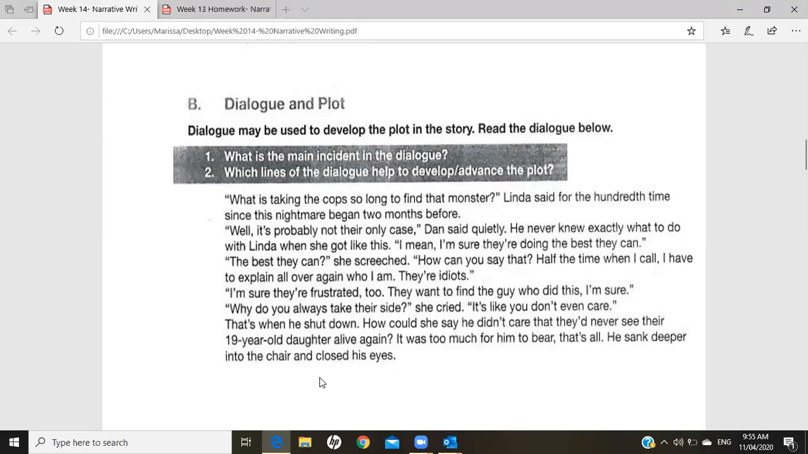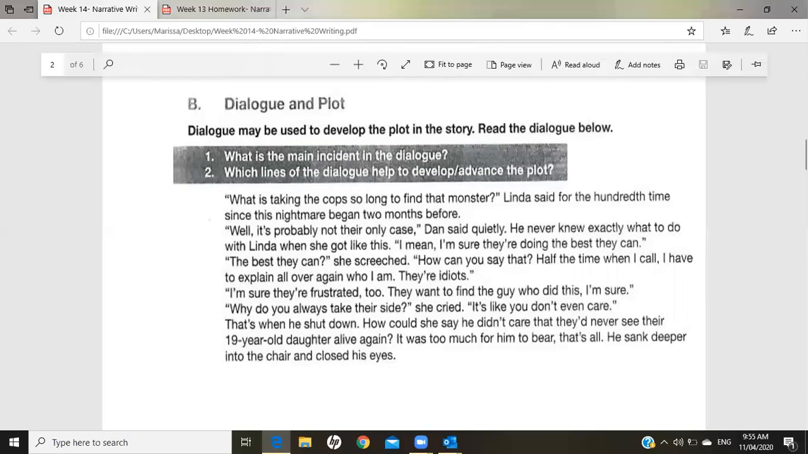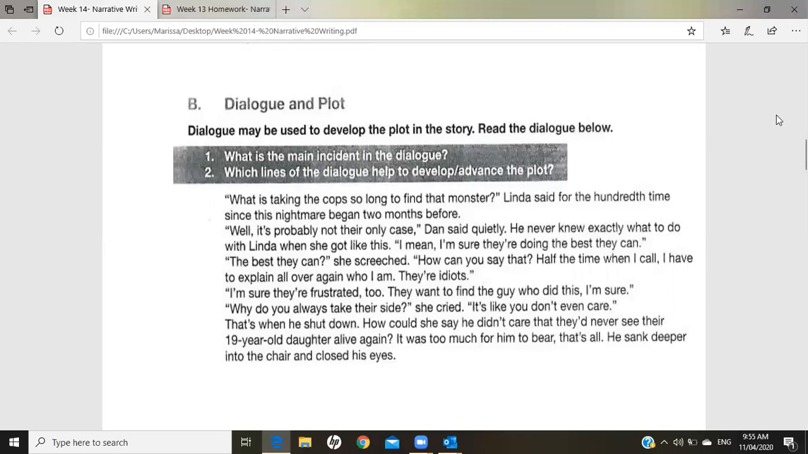So the incident taking place in this dialogue is that a kidnapping has occurred. The 19-year-old daughter has been missing for 2 months now, and they're waiting to see if the police will be able to find her. And what is the relationship between Dan and Linda?